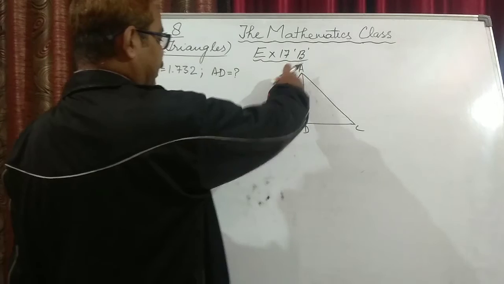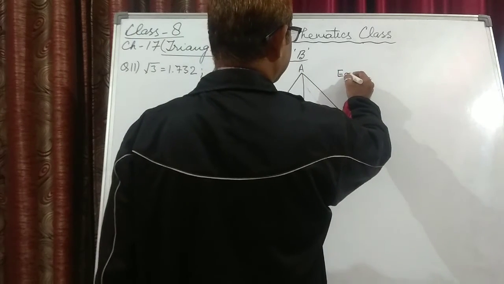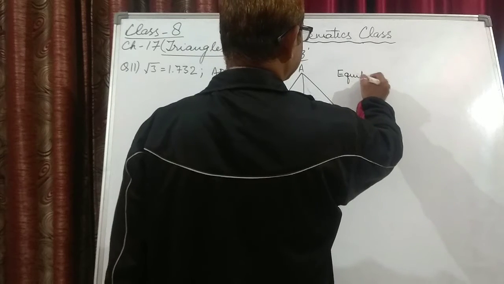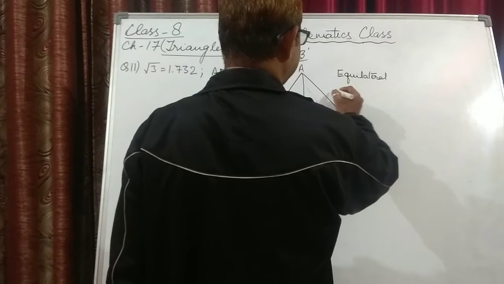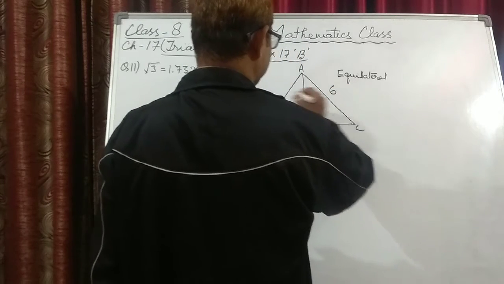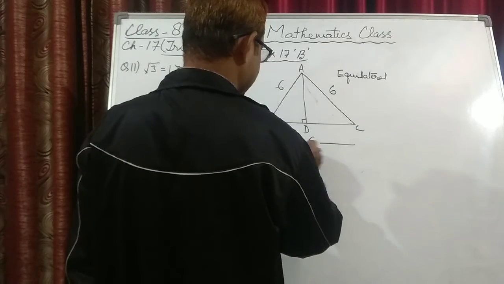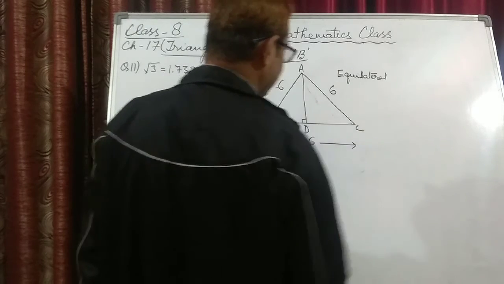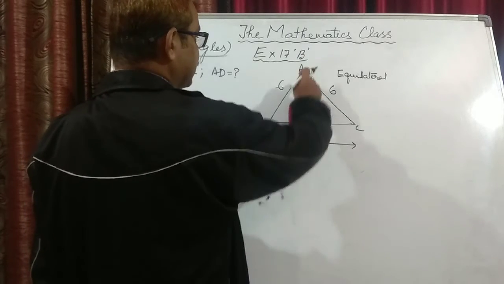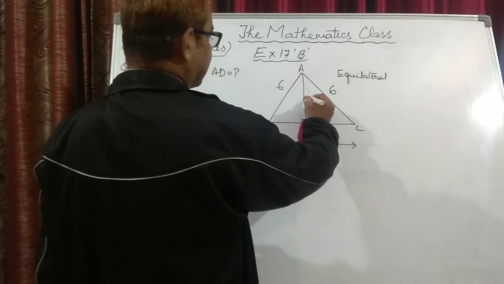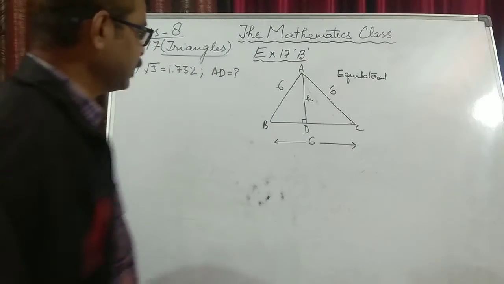So I have drawn a triangle ABC. This is an equilateral triangle. Equilateral means all the sides are equal, and it is given that the sides are 6. So this is 6, this is 6, and this whole BC will be 6. Now in the equilateral triangle, we draw from point A a perpendicular on BC, named AD. Let us say this is H, the altitude. We have to find the value of H.